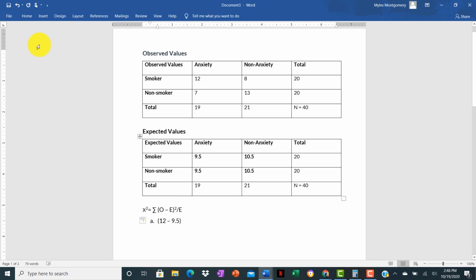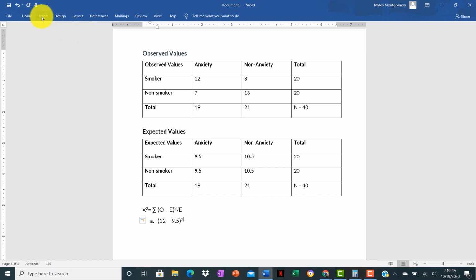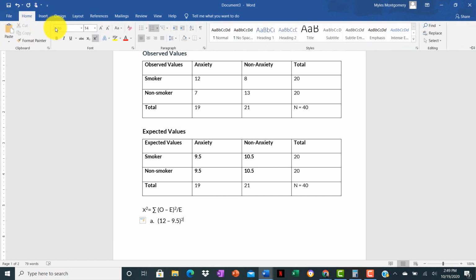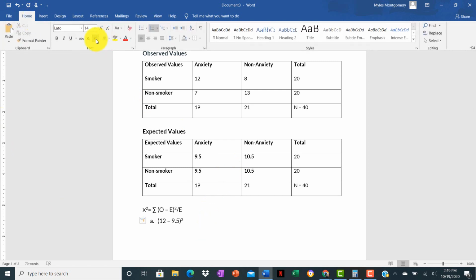Okay, and of course we're going to make sure that that is ultimately squared. Okay, there you go. And we'll go off with that. So let's just start with that first before we divide it by the expected value again. So we'll go here.